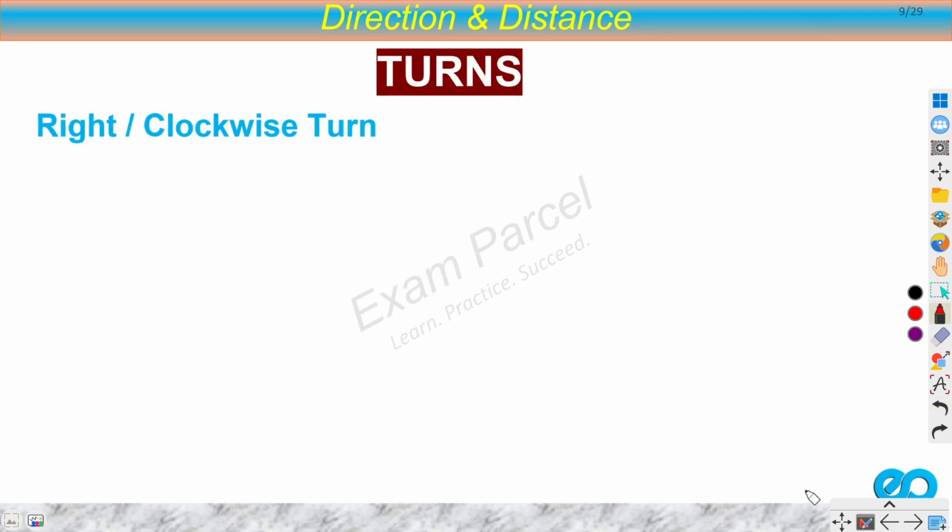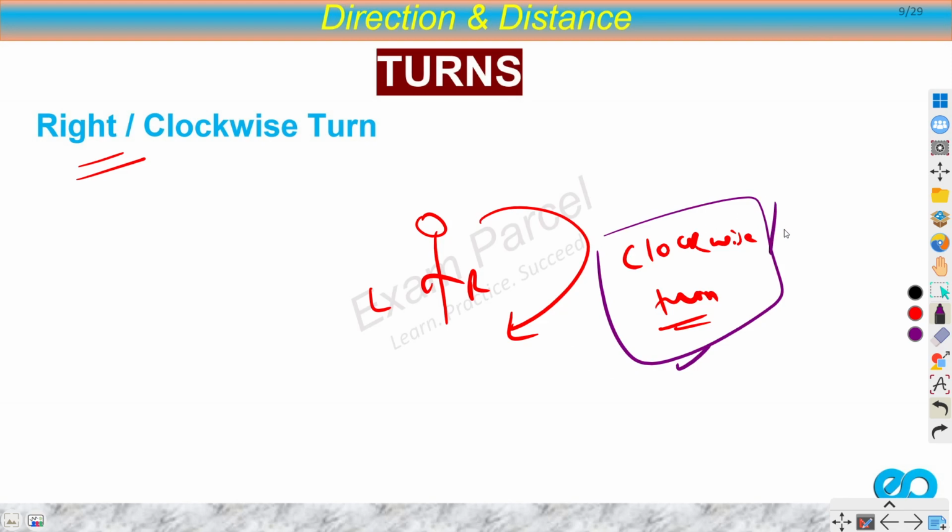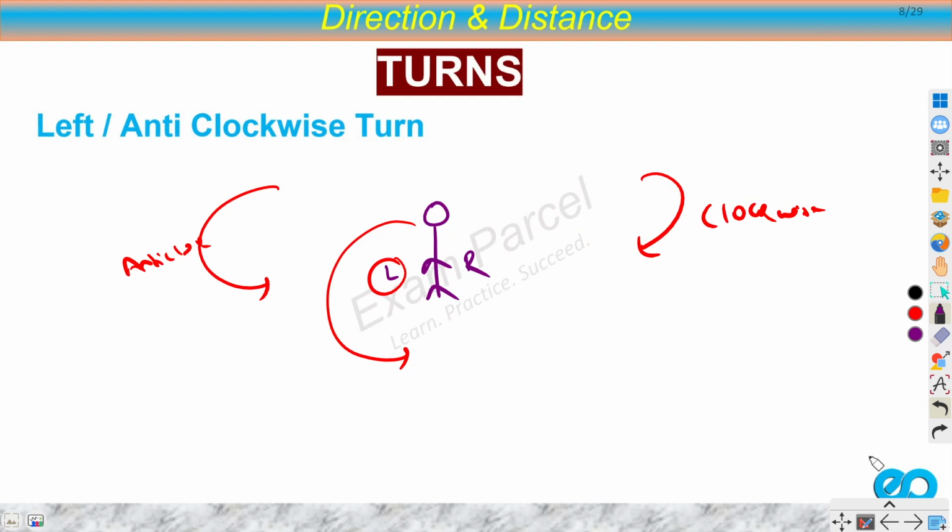And just the opposite would be a right turn. The person is here, his right hand is this, left hand is this. If he takes a right turn, it means he is taking a clockwise turn. I hope the concept of turn is clear. Clockwise turn or right turn, both are the same. Similarly, left turn or anti-clockwise turn, both are the same.